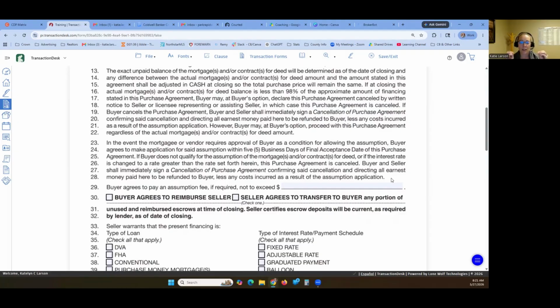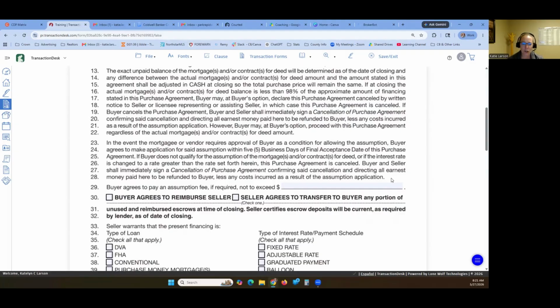So that's something as a buyer's agent you need to be paying attention to, to make sure that the buyer is getting their application in as soon as possible. As a listing agent, that means that you need to have contact information from your seller about who needs to be contacted for this assumption to happen.